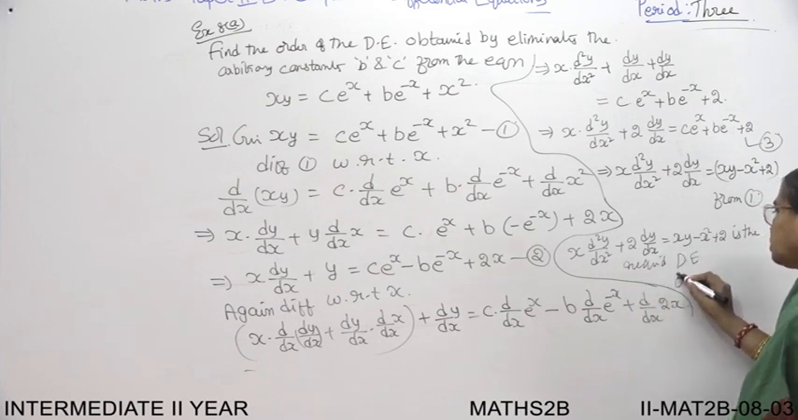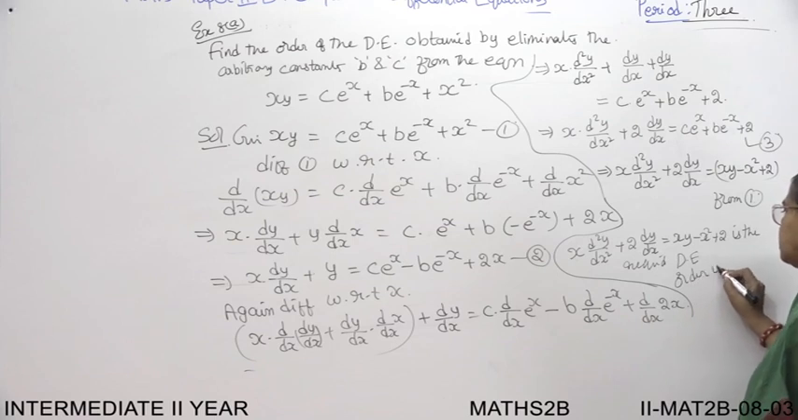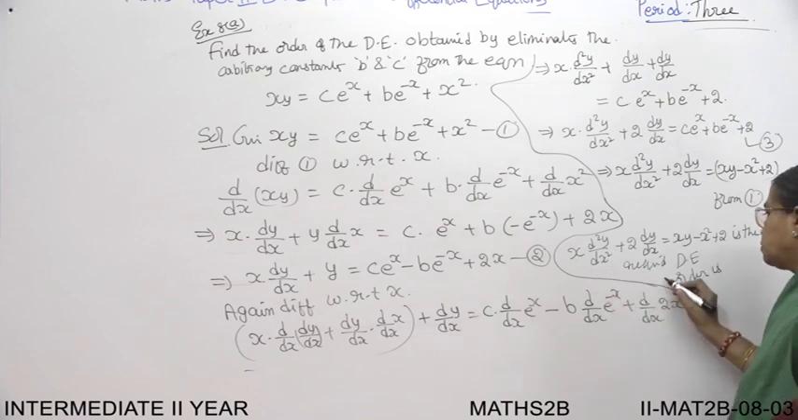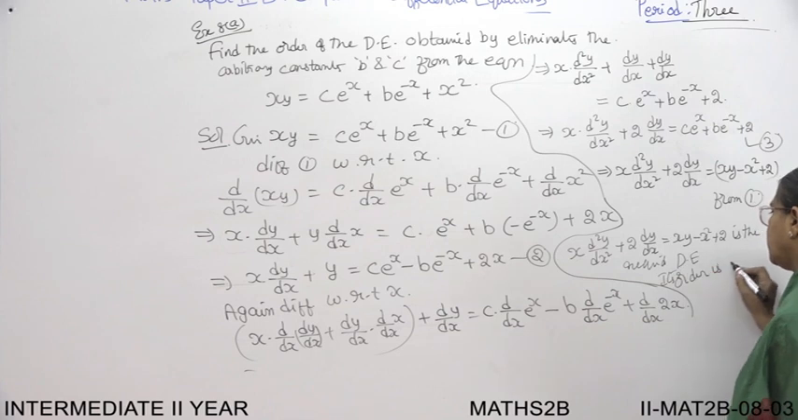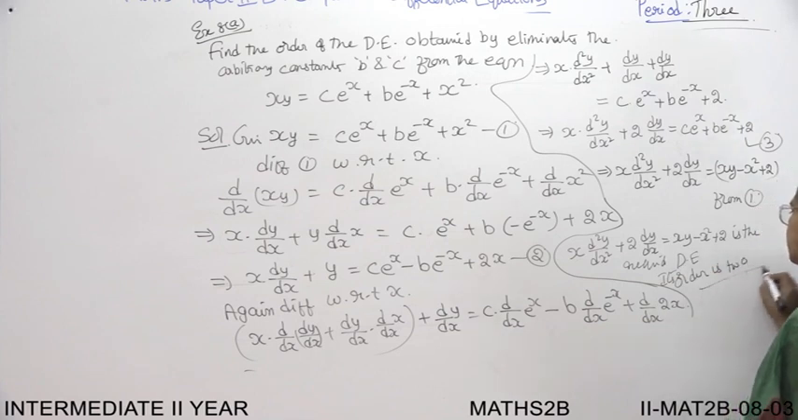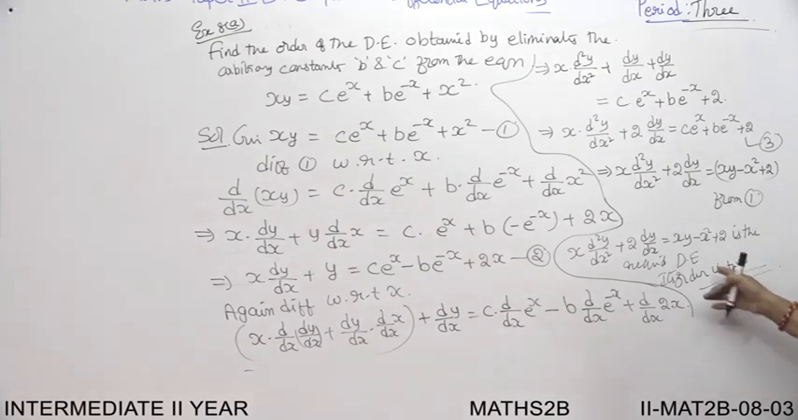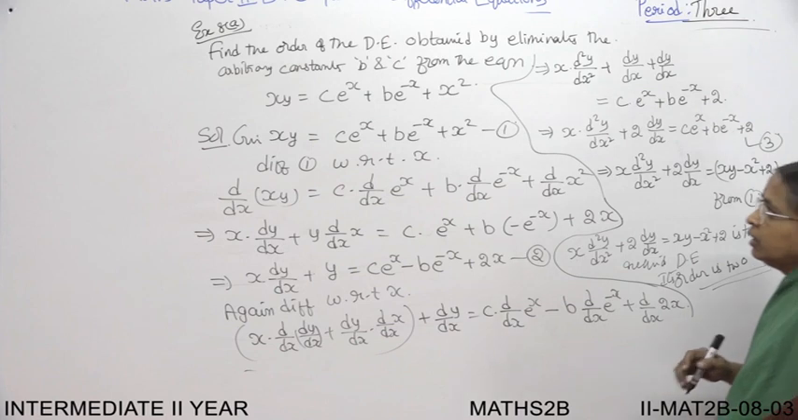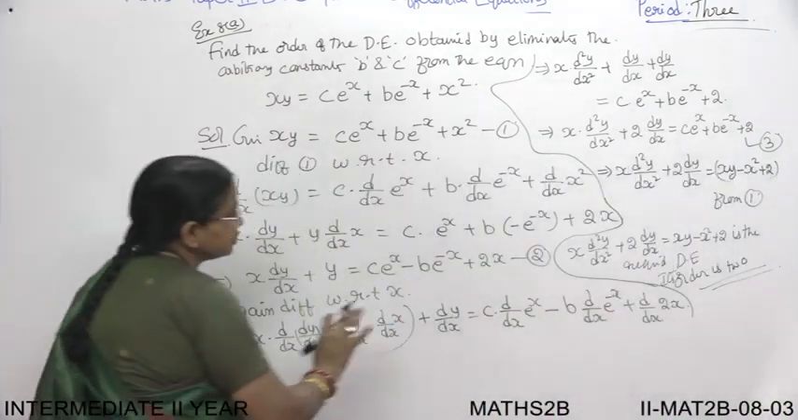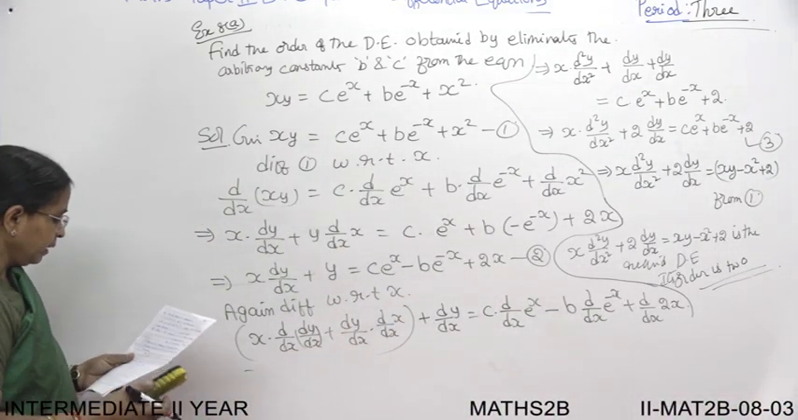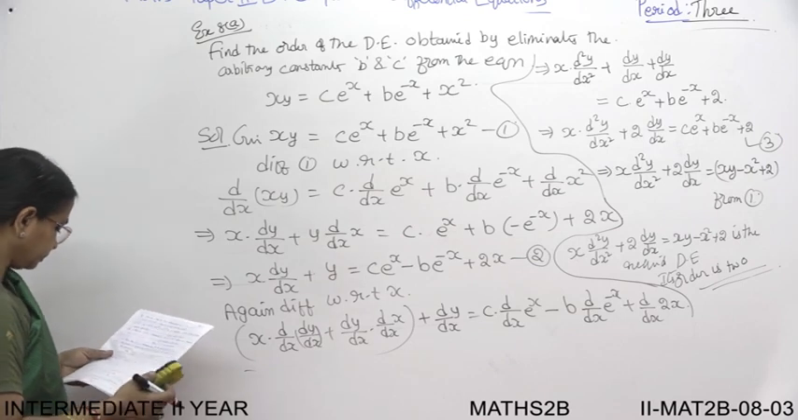Now what is its order? Its order is 2. Like this you will conclude. So finding the order, its order is 2. You write here: order of the differential equation is 2, and this is the required differential equation. So like this we do the problem. Okay, now next problem.